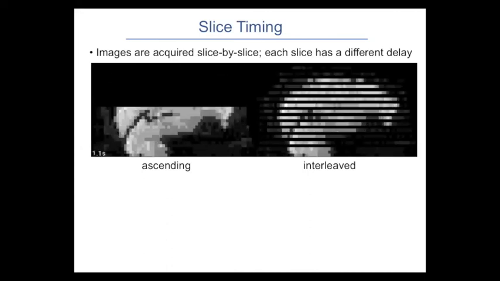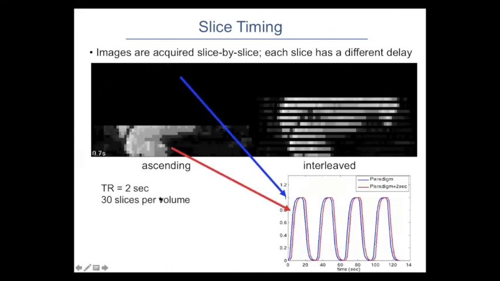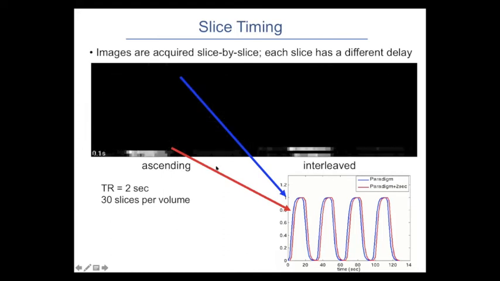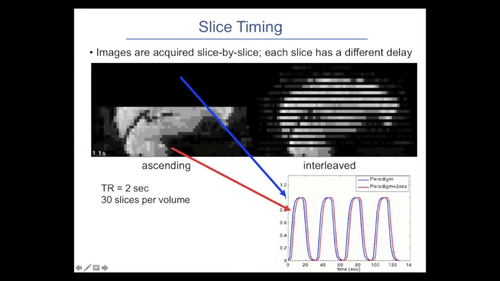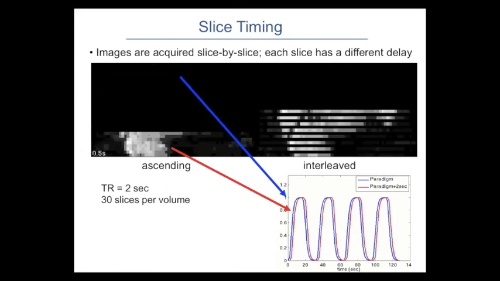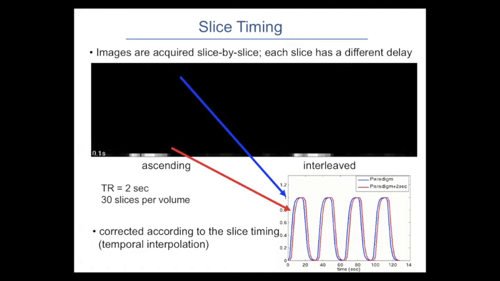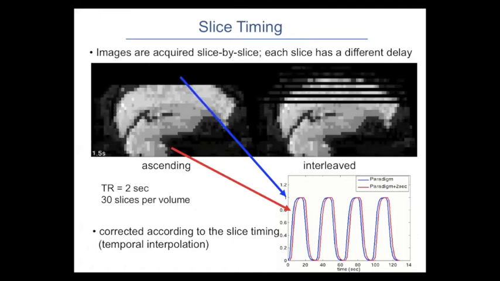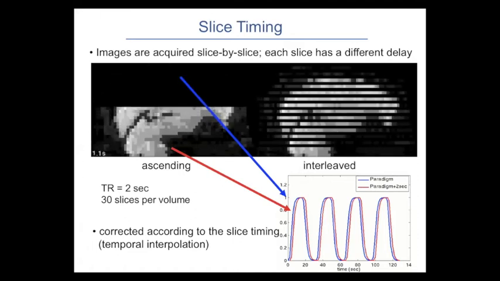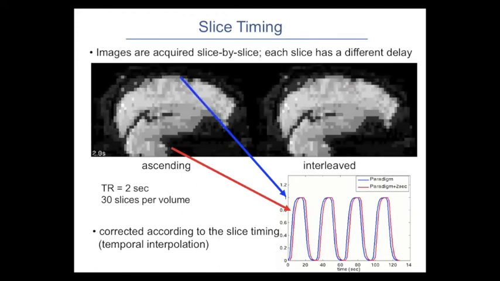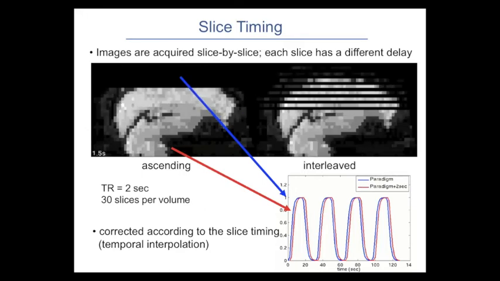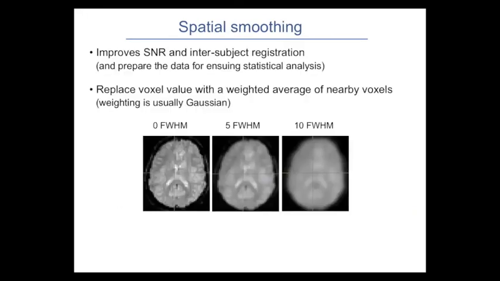But if you, for instance, have a TR of 2 seconds and you have 30 slices, from the top to the bottom there is a delay of up to 2 seconds. So it's going to confound your causality inference if you don't correct for it. Fortunately, if we know the slice timing, we can do a temporal interpolation to put it back. Another message we want to convey is that your preprocessing can really have a huge effect on your data. For instance, the goal of spatial smoothing is to improve SNR.